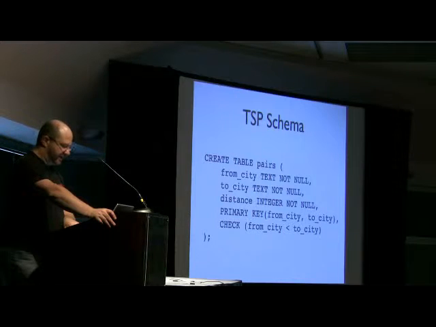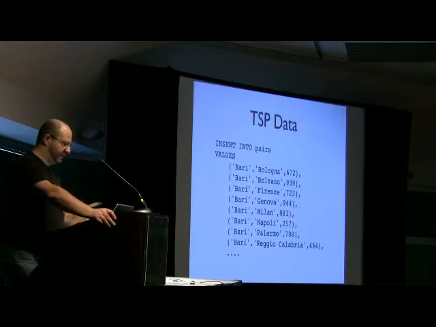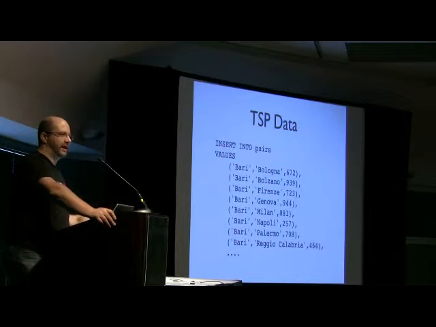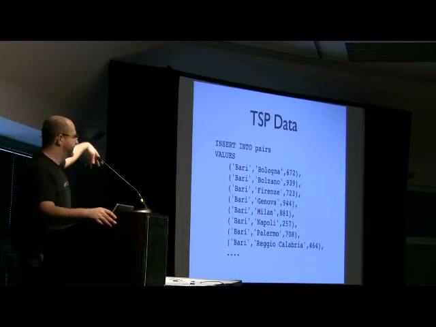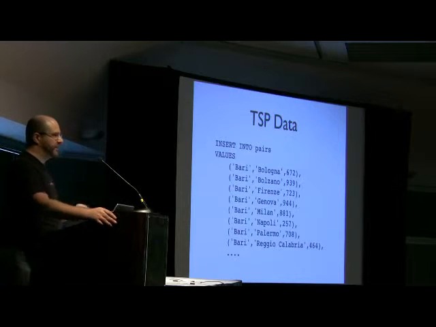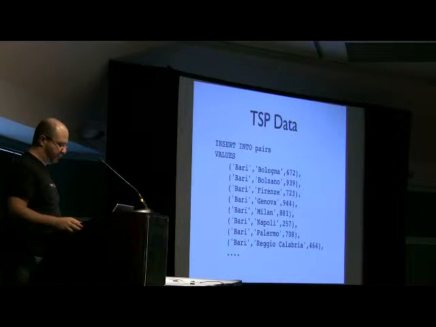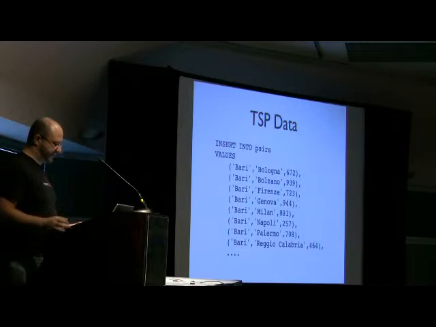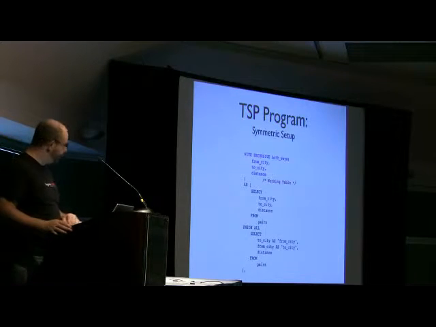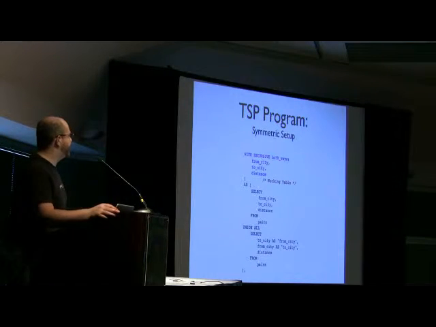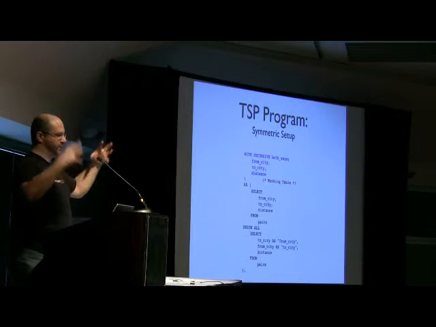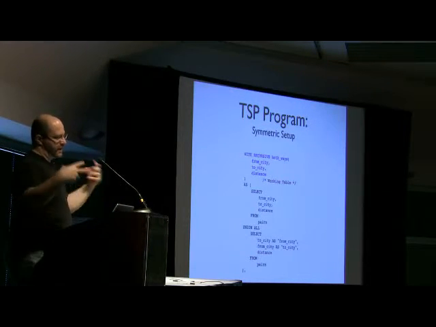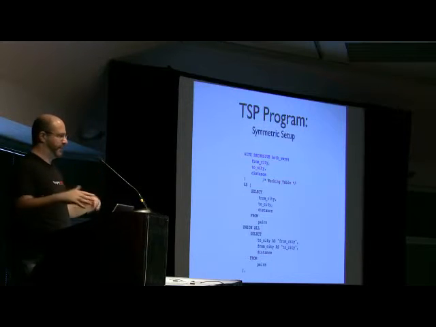Okay, so I picked some cities in Italy. You'll see why in a little bit. So we have cities and distances, and I inserted a lot of these. Okay, our traveling salesman problem. How are we going to solve it? Well, first we're going to make a couple of working tables that we're going to work with, and those are going to be part of our programming exercise.